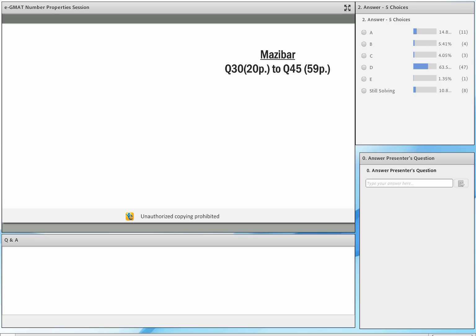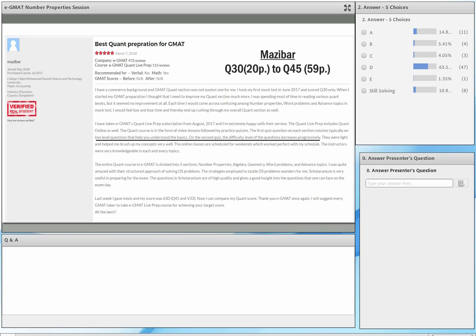The third story is of an individual who was extremely weak in quant. His starting score was Q30, okay, a mere 20 percentile. Mazibar, which is his Beat the GMAT forum name, spent a ton of time reading through quant books, but he was not able to improve. Now, he benefited from the progressive learning architecture at e-GMAT, in which he was able to cement his basics before taking on difficult questions. Okay, and in case his basics were not strong enough, he was given appropriate feedback.